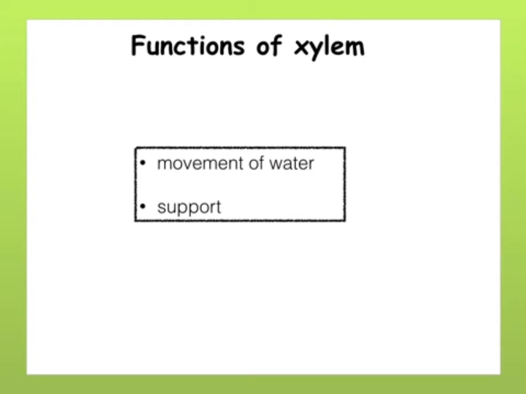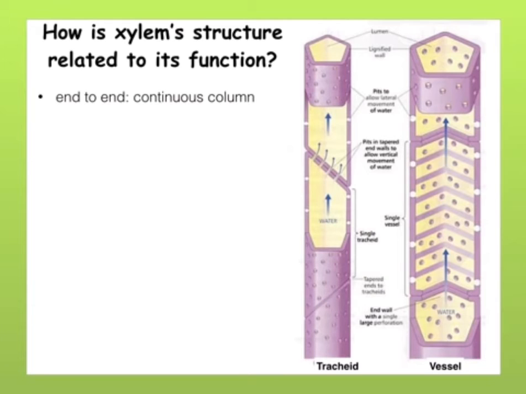Now think about how the structure of xylem helps with these functions as we go along. Okay, let's have a look at how xylem's structure is related to its function. Can you think of some structures that relate to its function? Well, the cells are long and arranged end to end to form a continuous column.